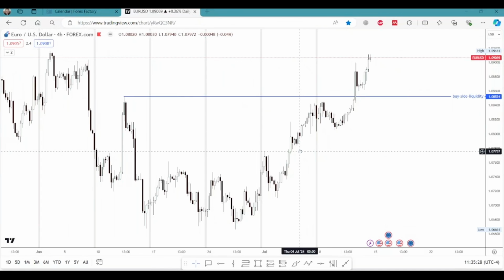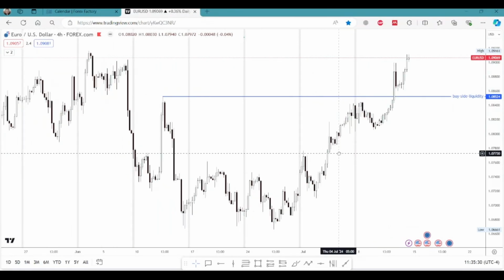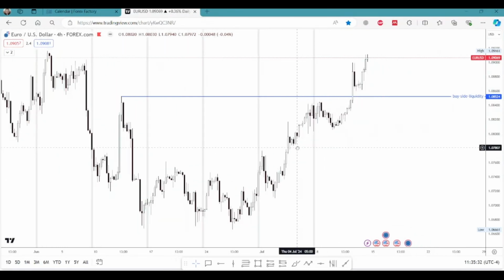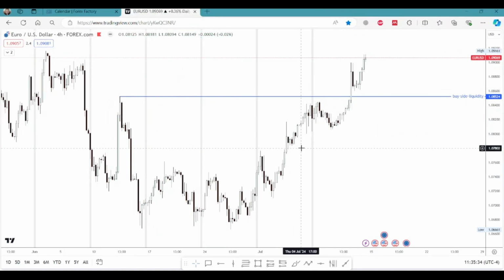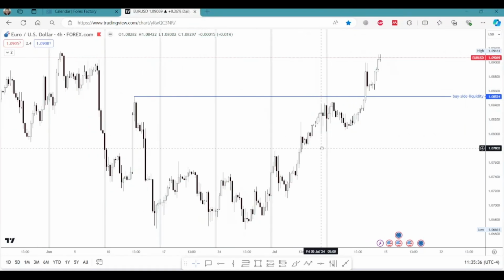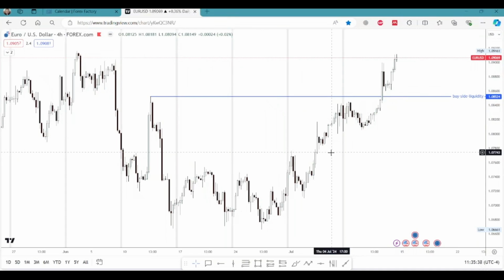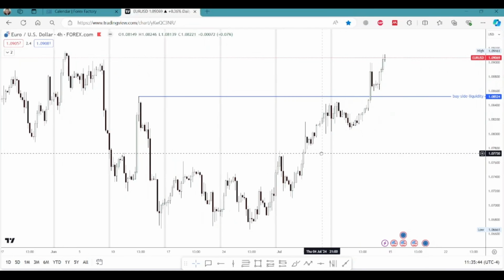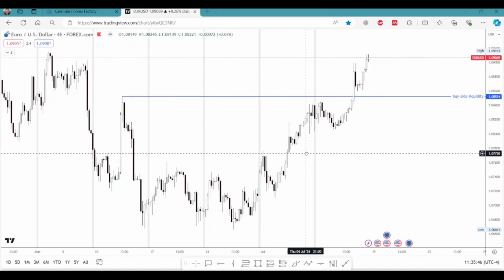Let me go to the weekly chart first and see what's on there, and then we'll go to daily, and then we'll dive into the 4-hour chart, and I'll lay out our analysis, and we'll also look into the economic calendar and try to map out the possible trades.